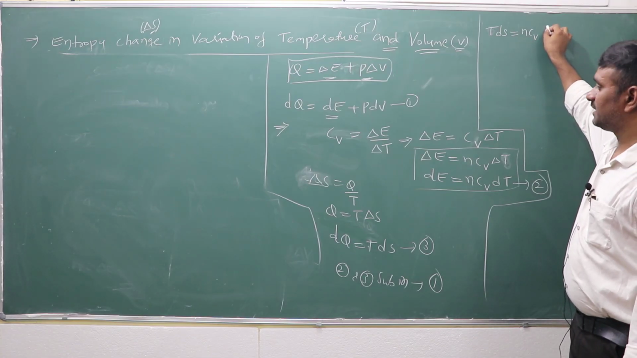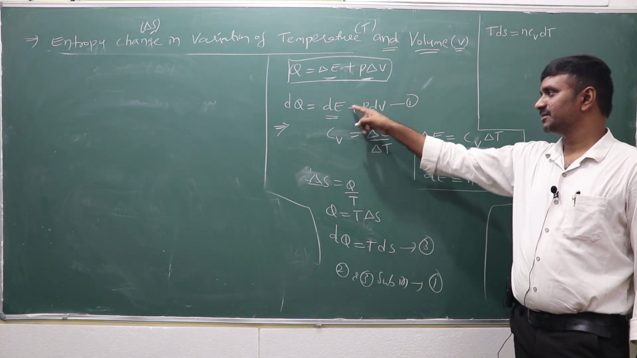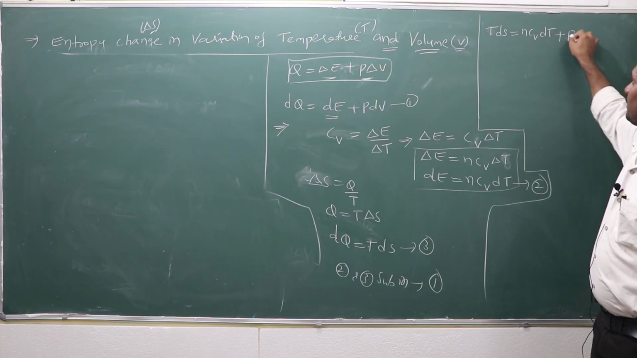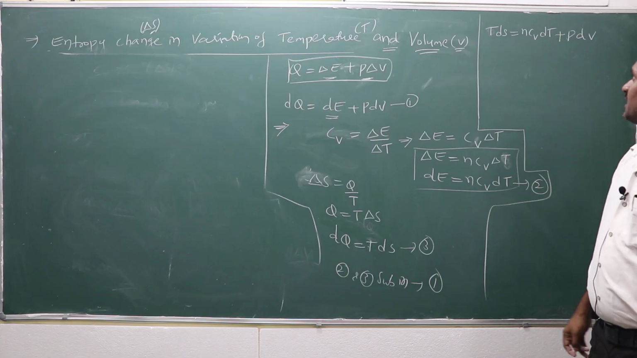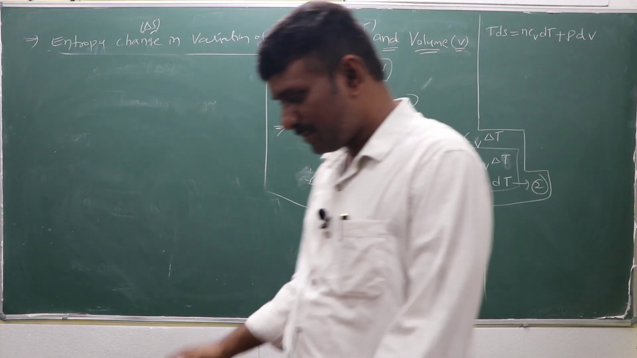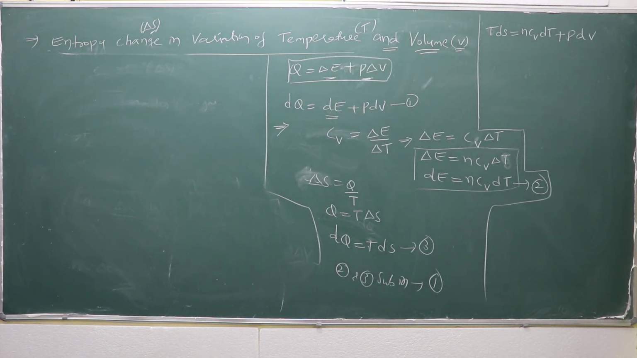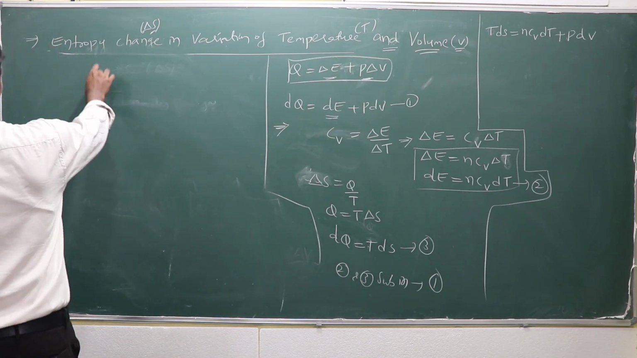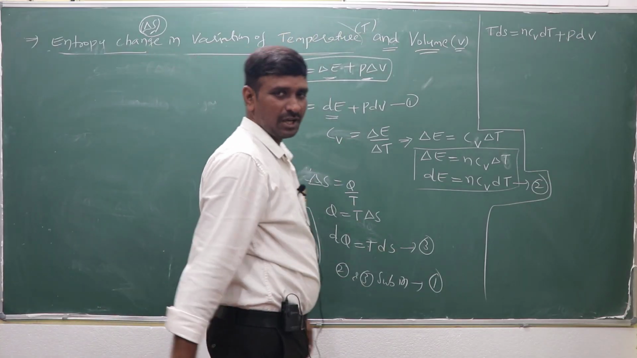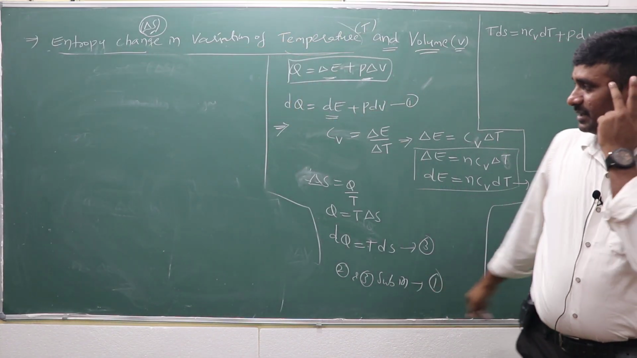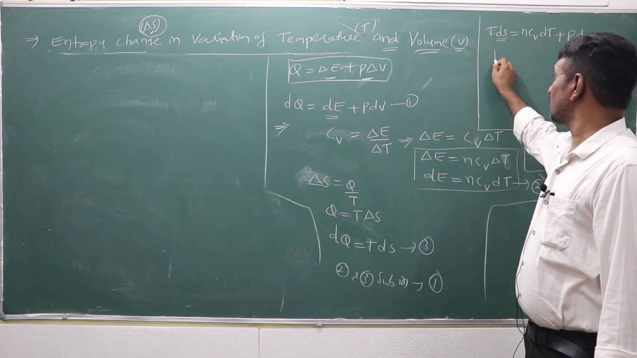And dE is what? nCV dT. dE plus P dV, right? So TdS is equal to nCV dT plus PdV. This is the equation. In this equation, what we can find out is the change in entropy with the variation of the temperature and volume. Earlier I mentioned what you have to find out: the change in entropy. So dS is what you have to find out.